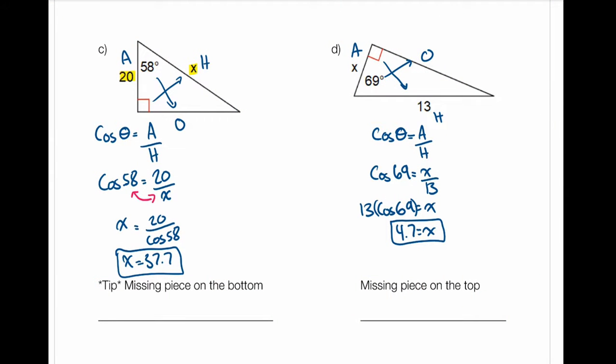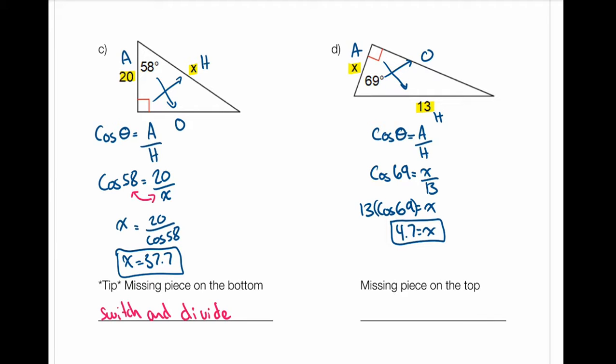So coming back, we should see that we're dealing with the cosine ratio, because when we label our sides, all the given information is in our adjacent and hypotenuse. In C, our missing piece is on the bottom, so we have to switch and divide. Very similar to all the previous ones, or the exact same as the previous ratios.